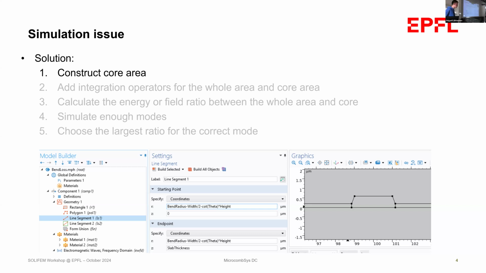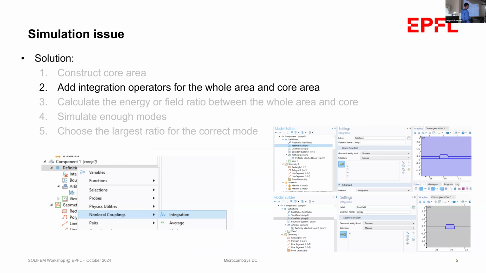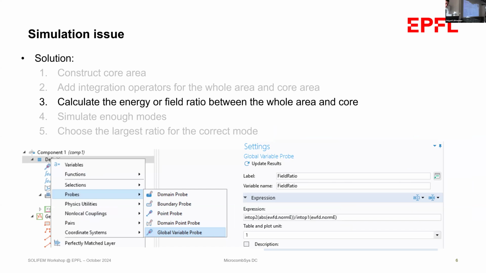And then the second one is to calculate the energy ratio. At first, we need to calculate the energy of this core, and then, second, we calculate the total energy in the simulation area. To do this process, we can use this operator named integration, from the definitions and the nonlinear couplings. I also include all these steps, or these operators, in my model, so we can do it later. Then the next one is just to calculate the ratio.